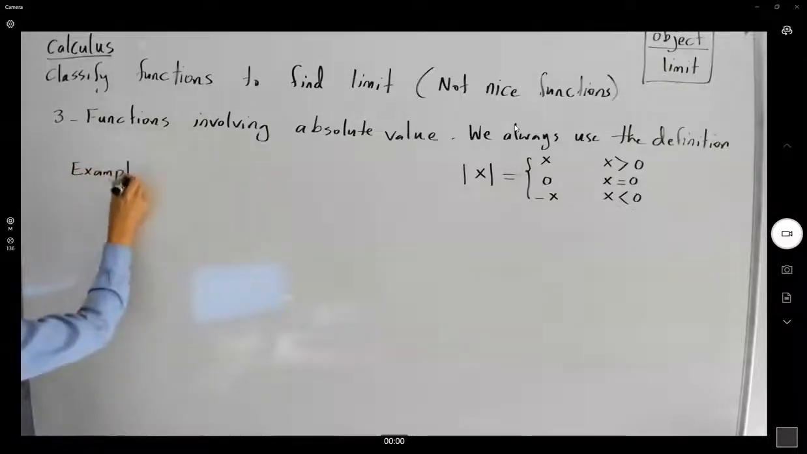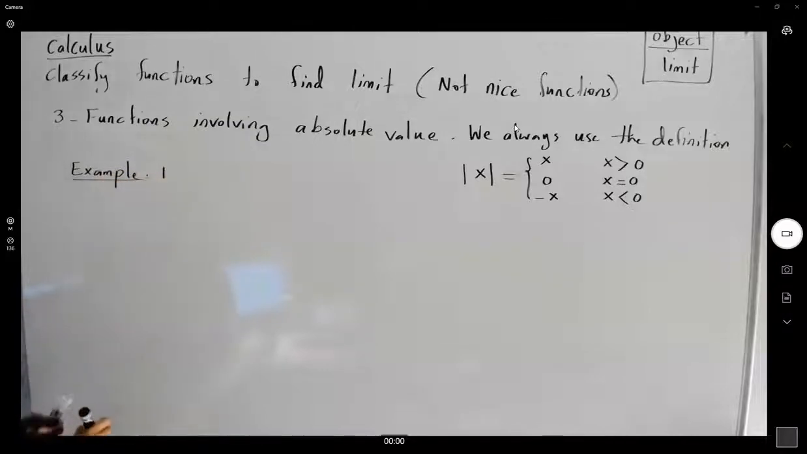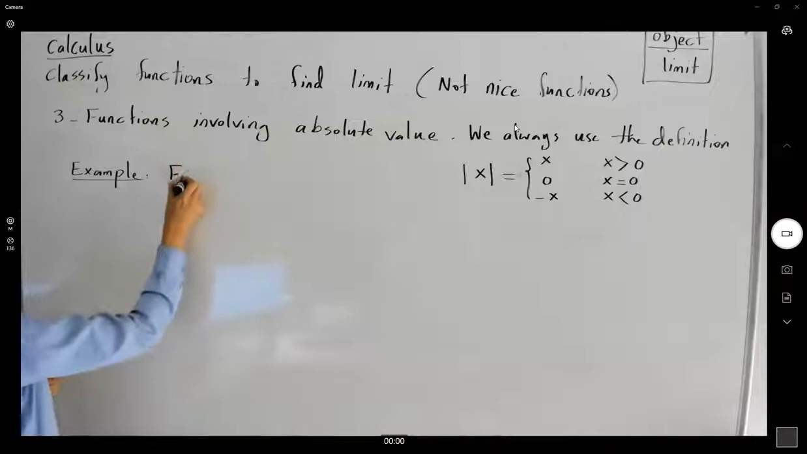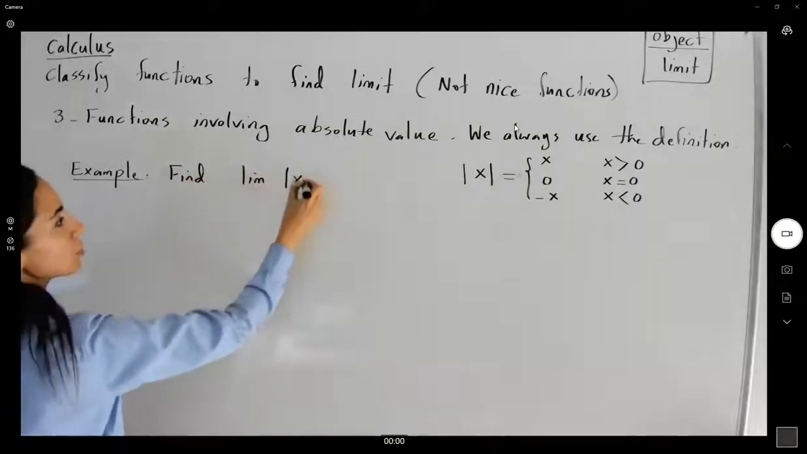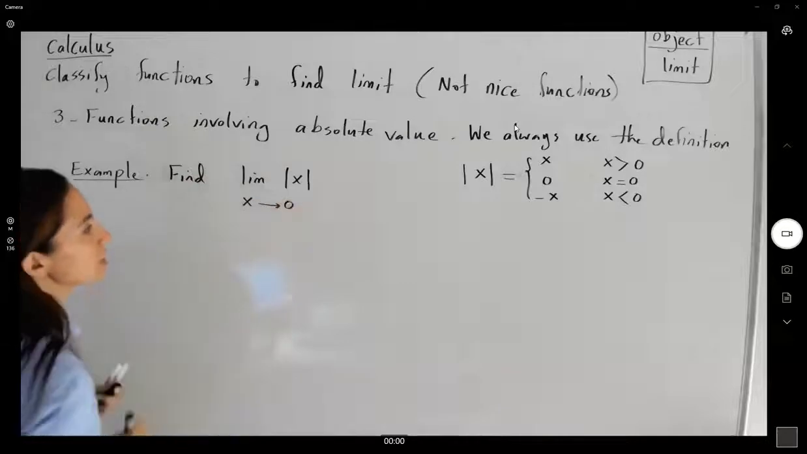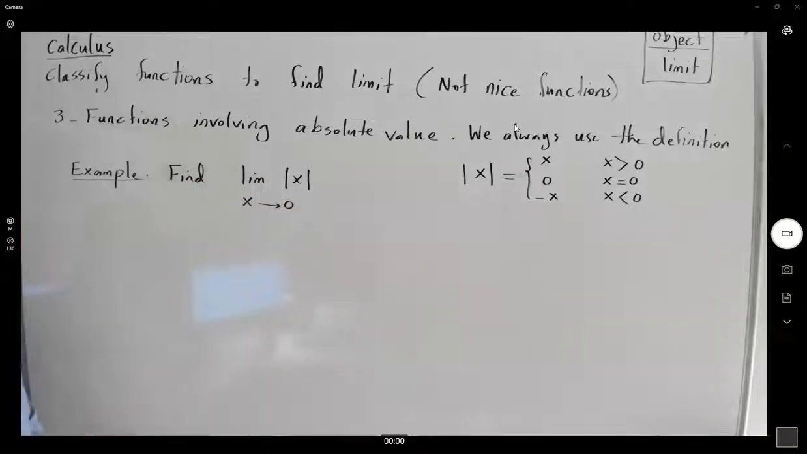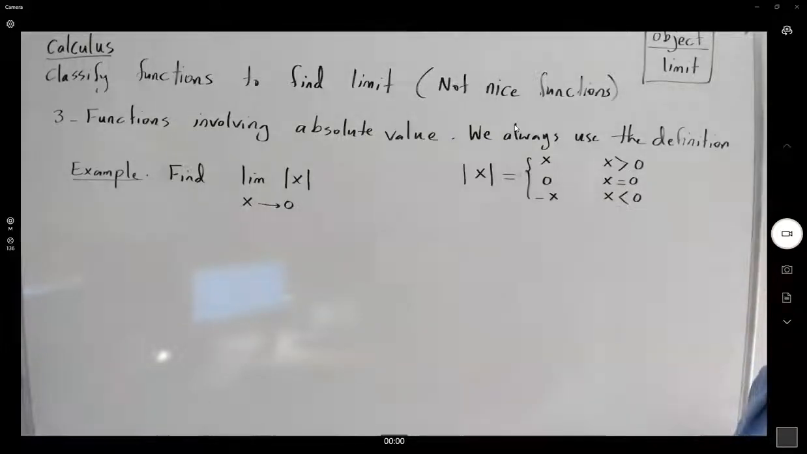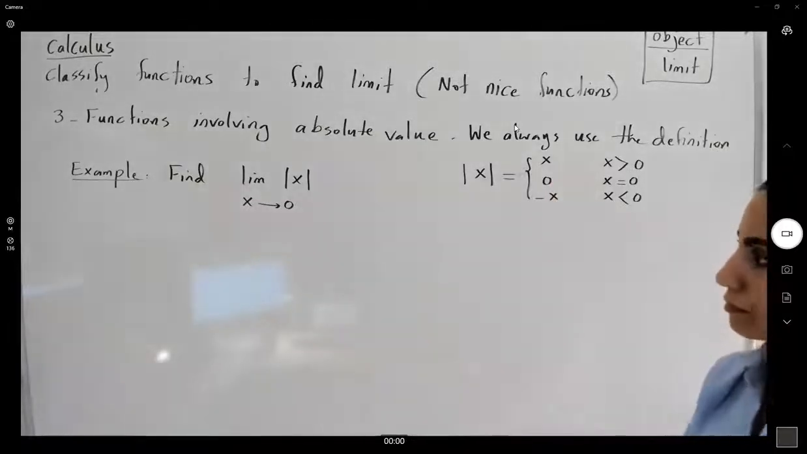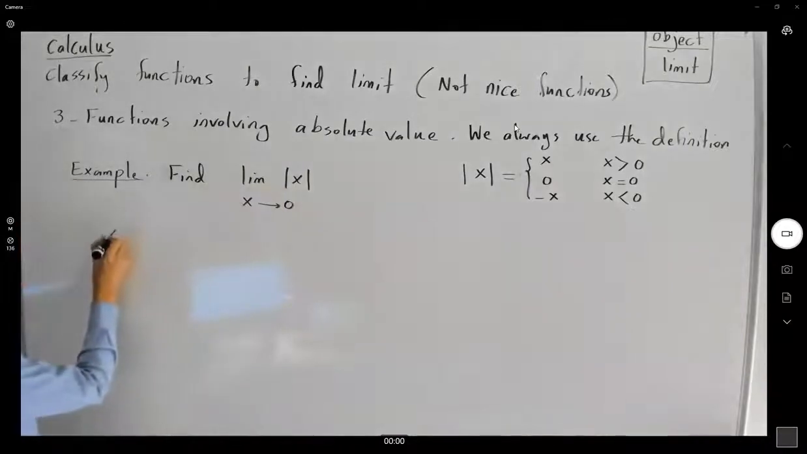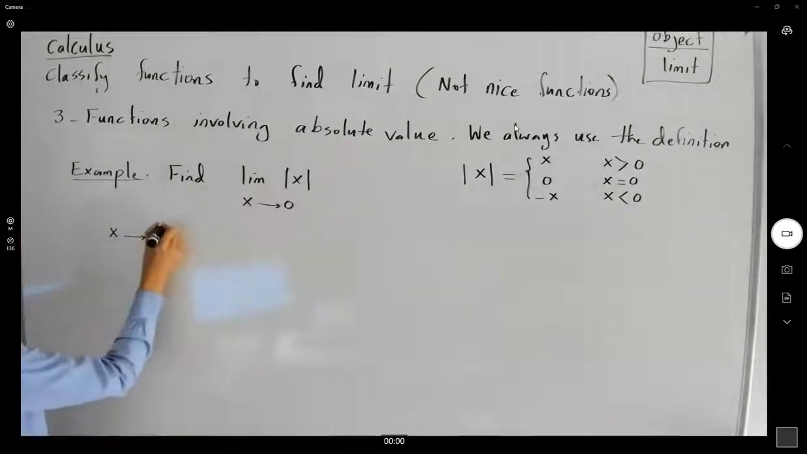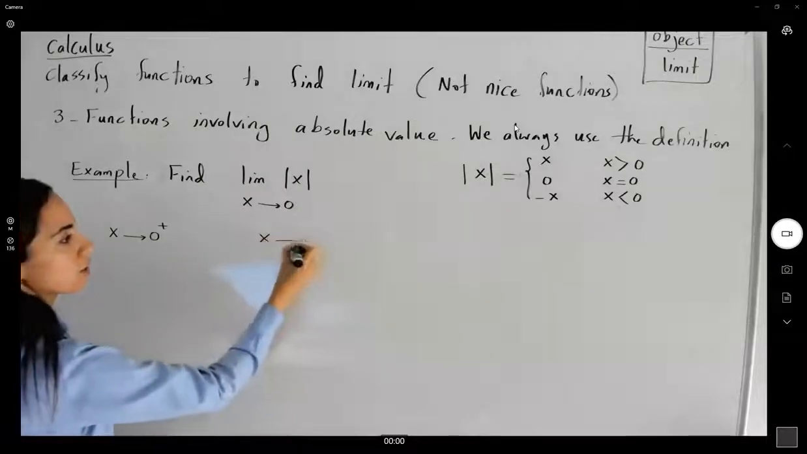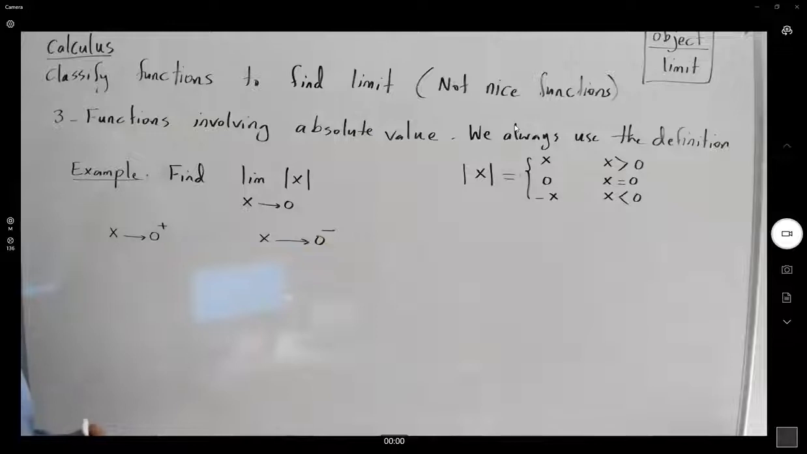Example 1. Suppose question says find the limit of absolute value of x as x approaches 0. Okay, very well. We're going to use the definition of absolute value. As x approaches 0, we have 2 things to investigate. X goes to 0 from right-hand side. X goes to 0 from left-hand side.